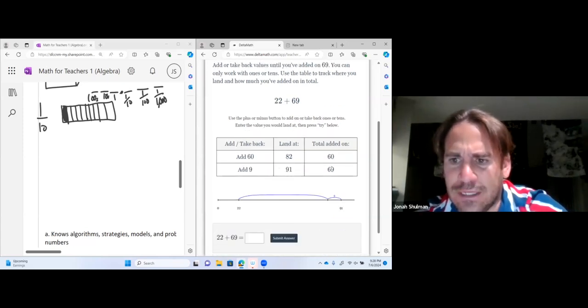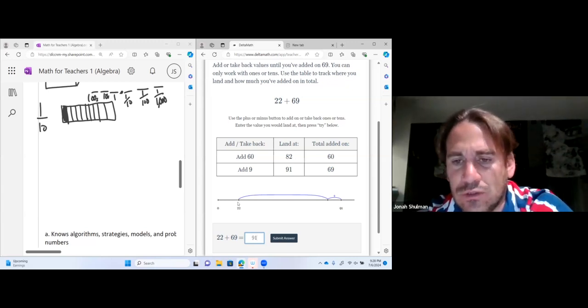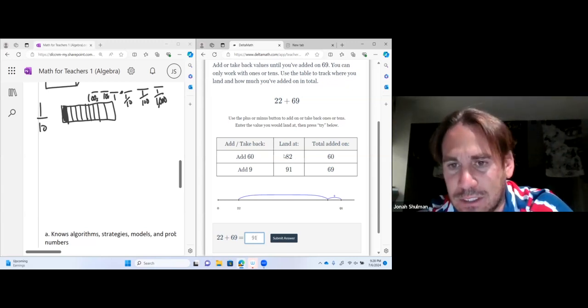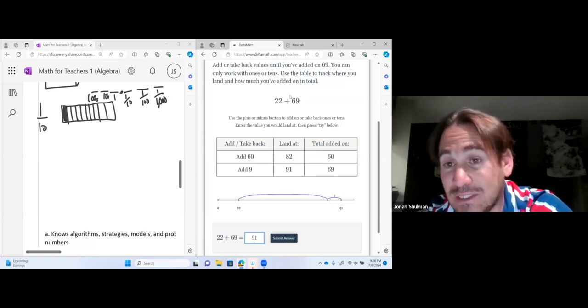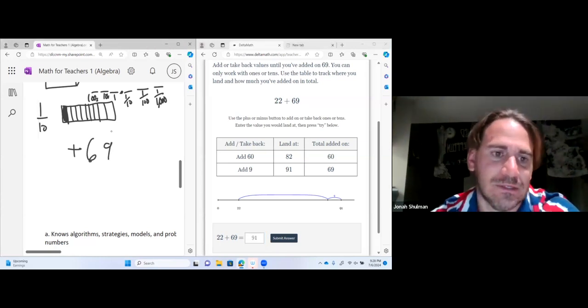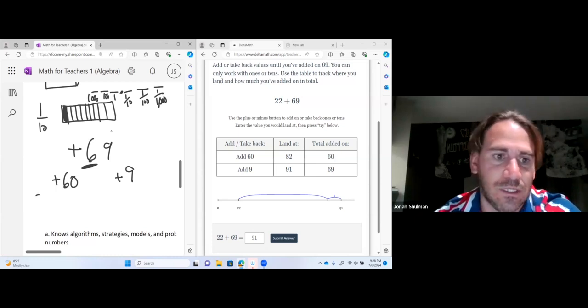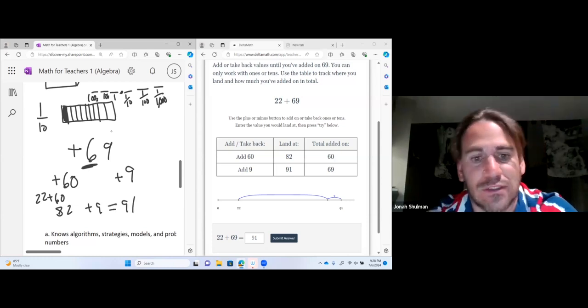So we totally added 69. Our final answer is what? 91. And the number line is really useful. So first we added the tens place. So we added the 60. So we're basically breaking up. So basically when we're adding the 69, we're adding 60 first because that's this piece. Then we're adding the 9 more. So we're taking the 22, we're adding 60. That brings us to 82. And then I add 9 more, gives us our final answer of 91.